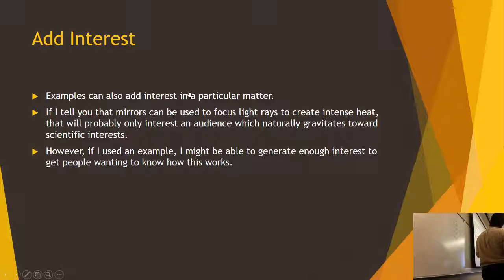Examples can also add interest in a particular matter. Like if I tell you that mirrors can be used to focus light rays to create intense heat. Is that exciting? Mirrors focus light rays, intense heat. Most of you are like, ooh, like mirrors, intense.